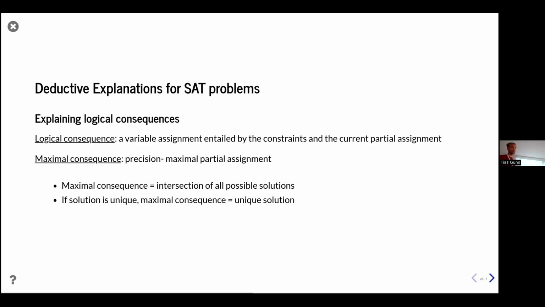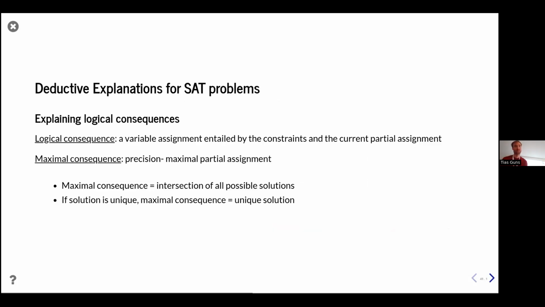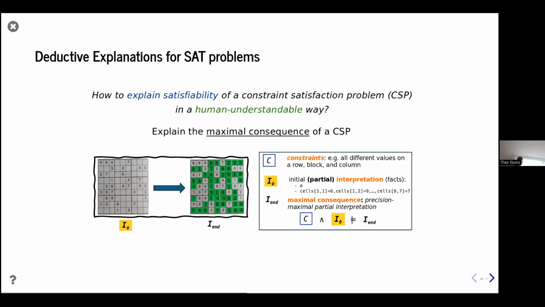Elegant ones. Okay, so in the case of Sudoku, the intersection of all possible solutions, if you have only one solution, is of course that unique solution. So what we then do, and that's also what we do in the app, is we say, okay, for each of the empty cells, the maximum consequence is all of these greenly highlighted ones, so the empty cells in your original image.